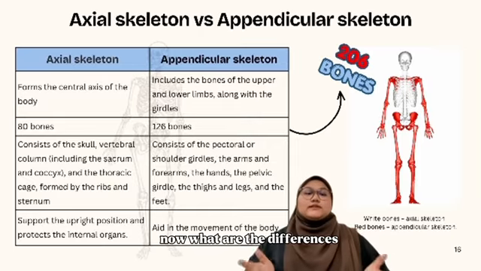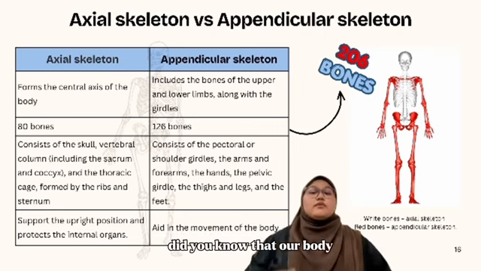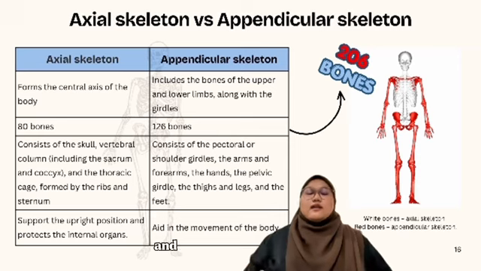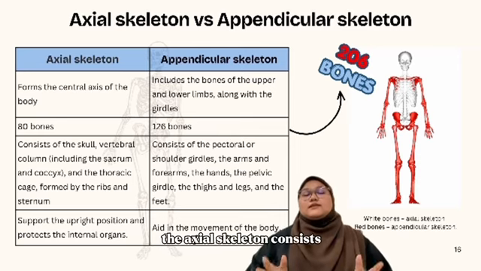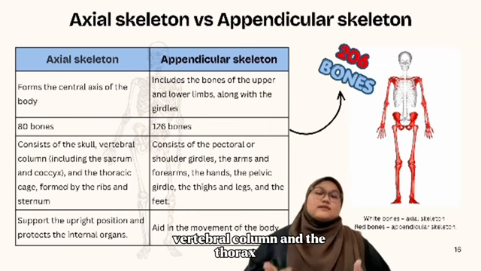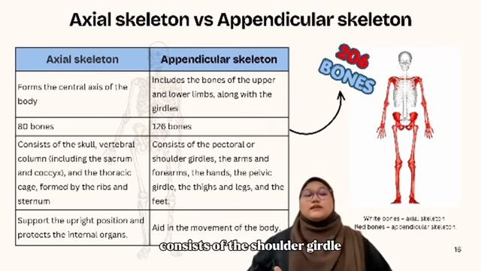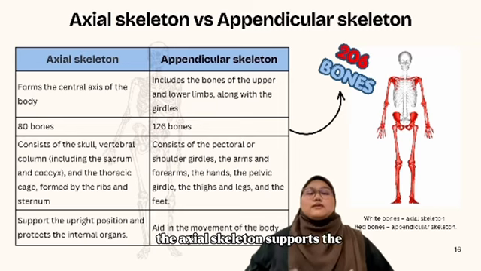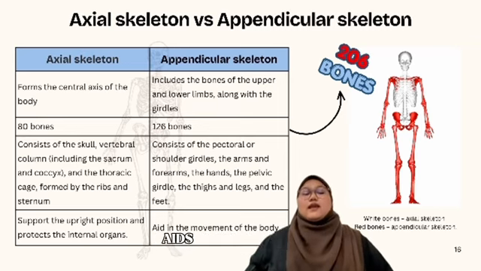Now, what are the differences between the axial skeleton and the appendicular skeleton? Did you know that our body consists of 206 bones, 80 bones of axial skeleton and 126 bones of appendicular skeleton? The axial skeleton consists of the skull, vertebral column, and the thoracic cage. Meanwhile, the appendicular skeleton consists of the shoulder girdle, the arms and forearms, the hands, the pelvic girdle, the thighs and legs, and the feet. The axial skeleton supports the upright position and protects the internal organs, and the appendicular skeleton aids in the movement of the body.